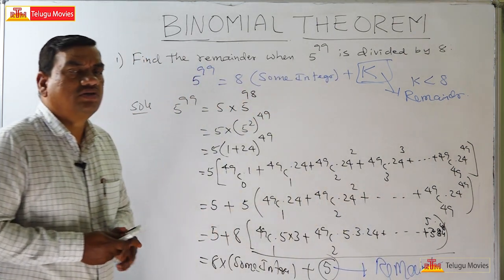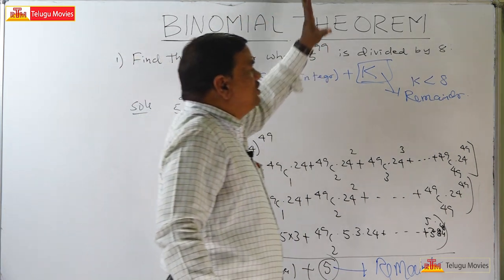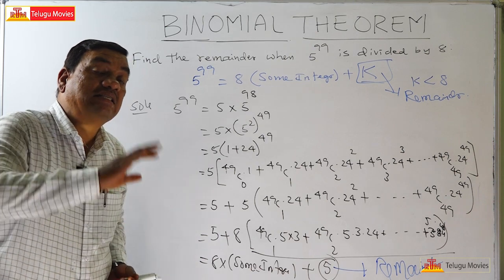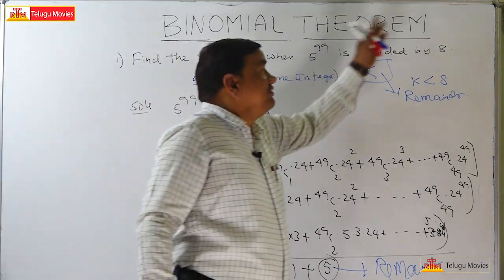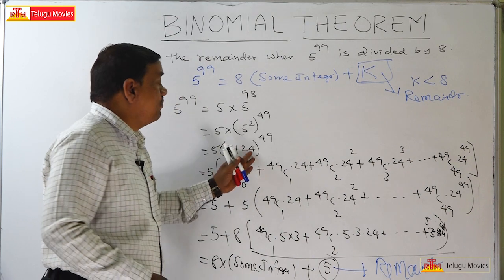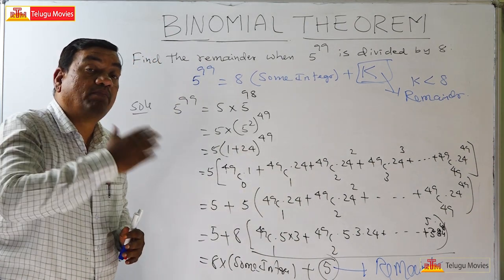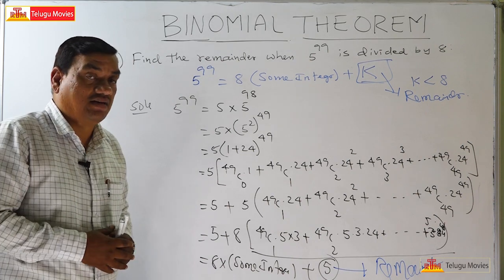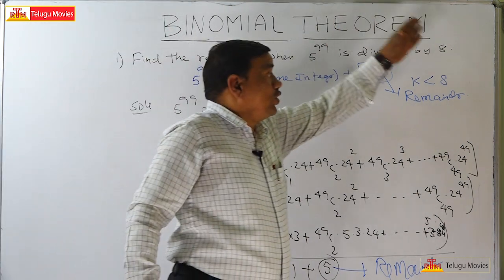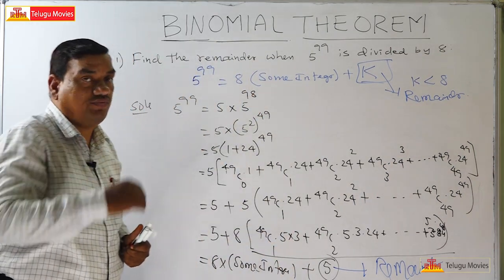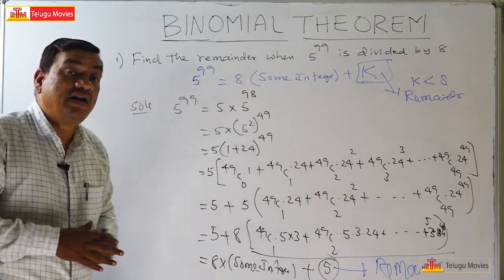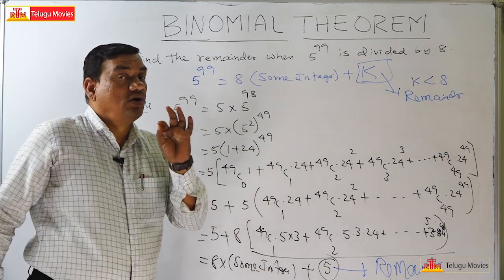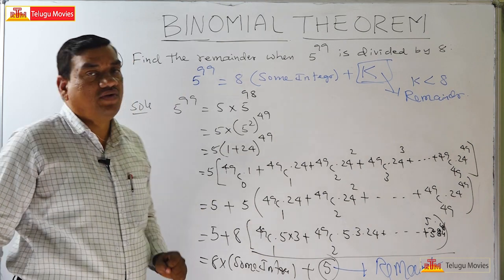Understand? So, from here onwards, divisible by 8 means you have to express 1 plus a multiple of 8. Divisible by 9 means 1 plus a multiple of 9, like 1 plus 9, 1 plus 18, 1 plus 27. If it is divisible by 24, then 1 plus 24. If it is divisible by 100, then 1 plus 100. If you observe this technique, the problems are very, very easy to solve.